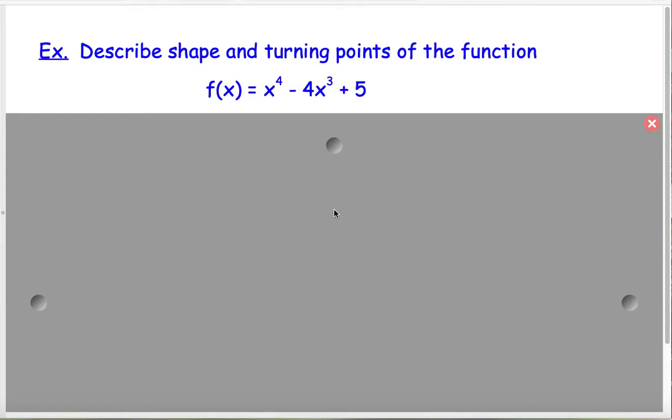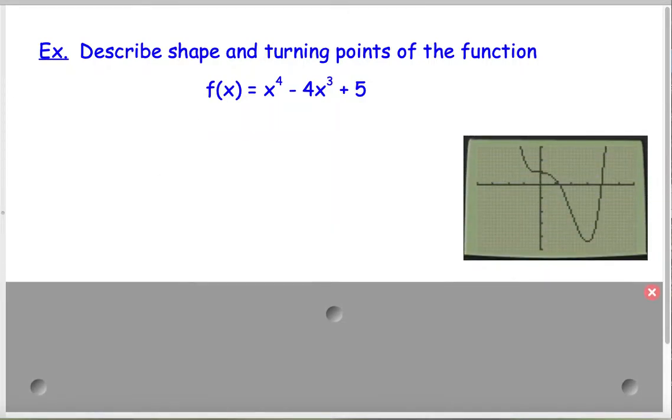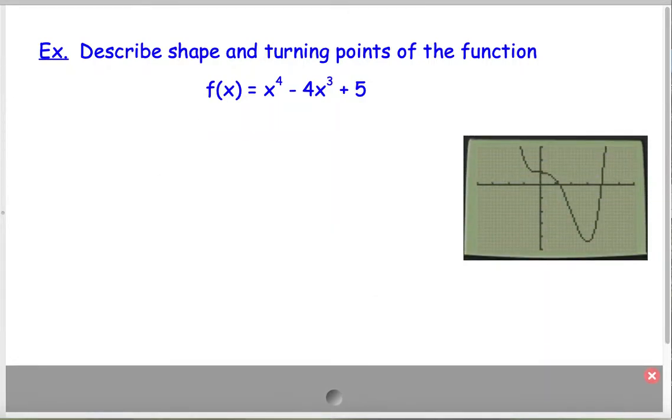Let's look at a few examples so we can figure out where a function is concave up and concave down. So let's look at the function f of x equals x to the fourth minus 4x cubed plus 5. We want to describe the shape and the turning points of the function. To help as we work through this, knowing what the graph actually looks like will, I think, give us a little bit of encouragement here.